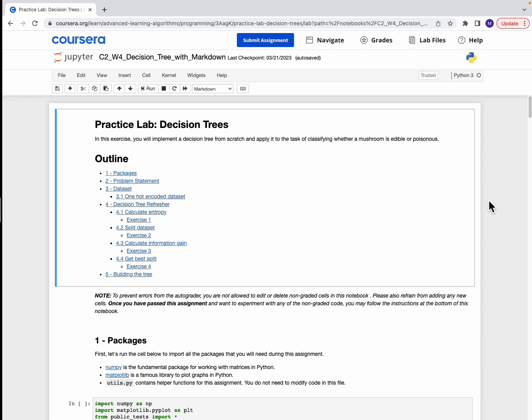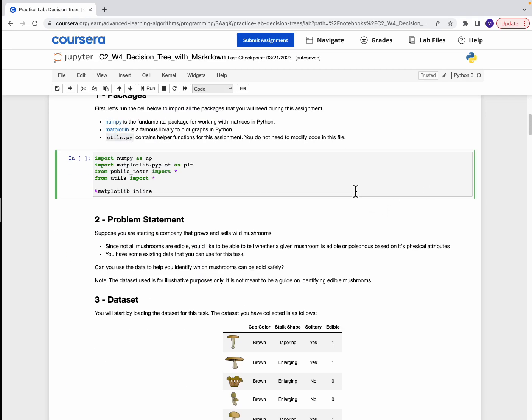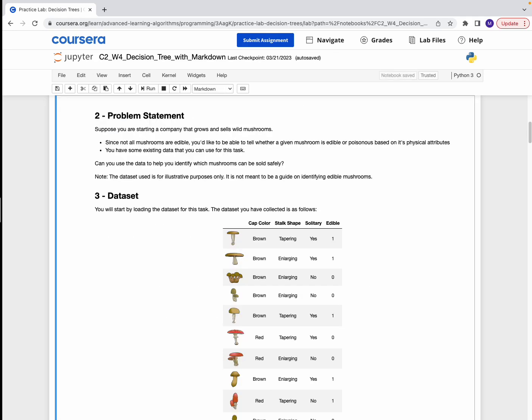Hi, today we're going to go over the Machine Learning Coursera course, Practice Lab Decision Trees. We're going to implement a decision tree from scratch and apply it to classifying whether a mushroom is edible or poisonous. Packages: NumPy, matplotlib, and some helper functions.